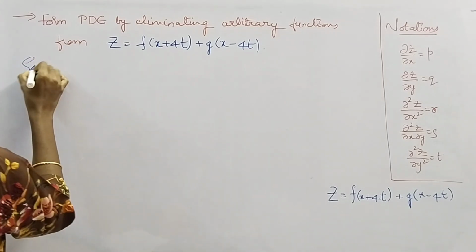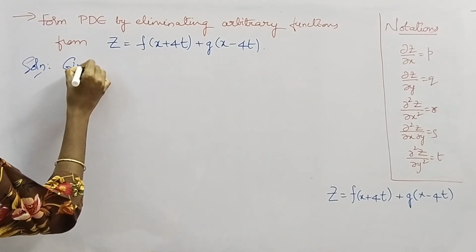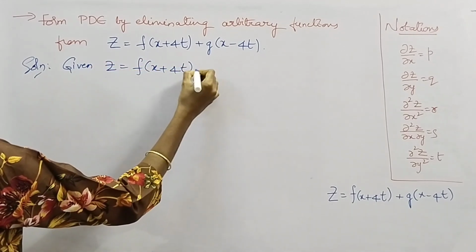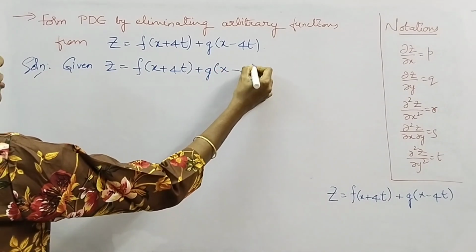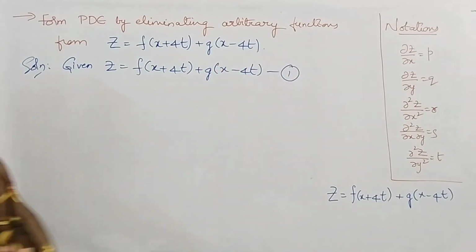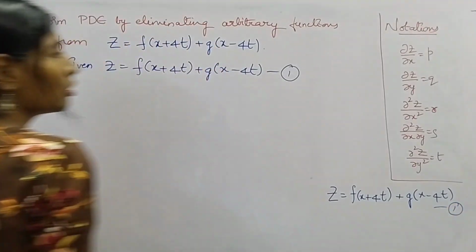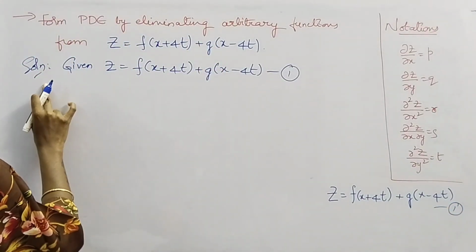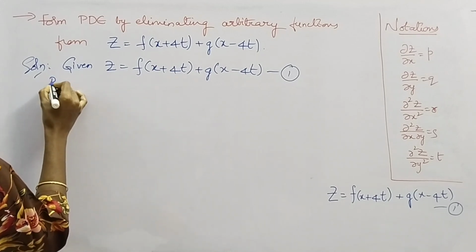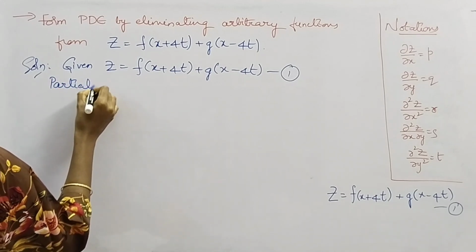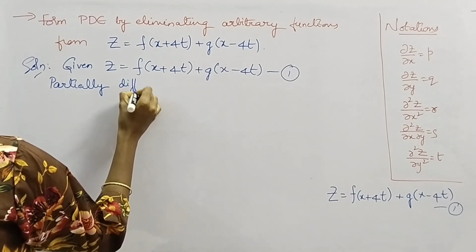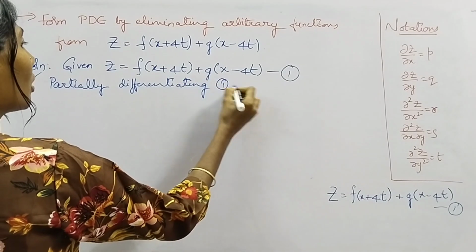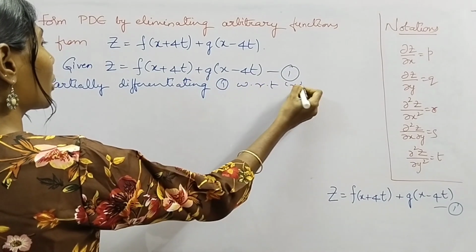So let's see. Given z equal to f of x plus 4t plus g of x minus 4t, right? Consider it as equation number 1. Now let's partially differentiate it with respect to x and also with respect to t. First, we'll partially differentiate it with respect to x. Partially differentiating 1 with respect to x.